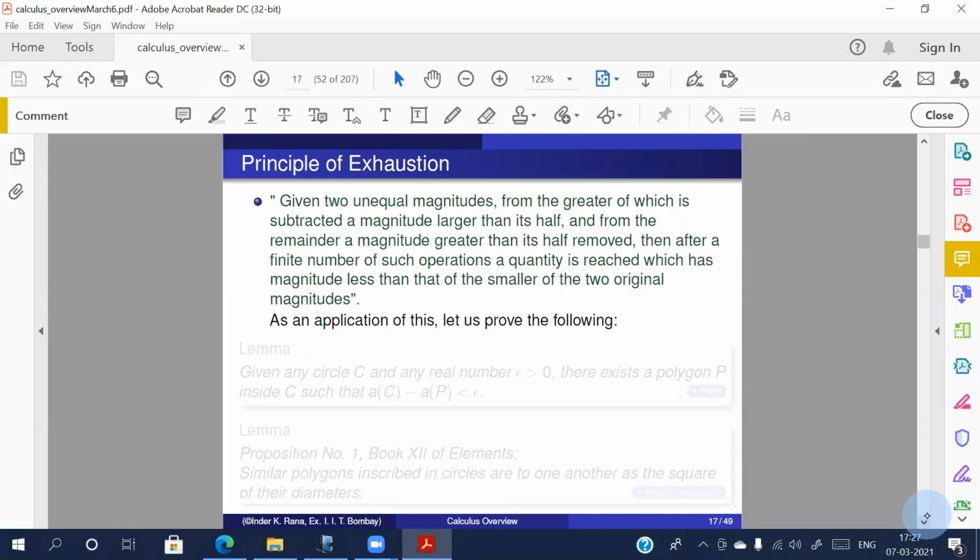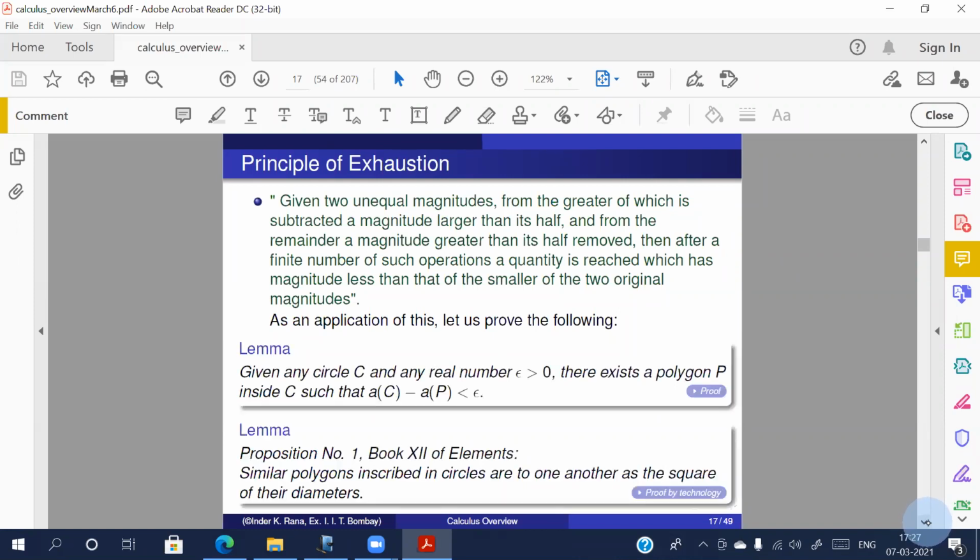So using this principle of exhaustion, Archimedes was able to prove these theorems, which unfortunately we don't do in our geometry books: given any circle and any real number epsilon greater than 0, there exists a polygon inside it so that the area of the circle minus the polygon is small. So what we are doing is approximating the area of the circle by the area of the polygon.